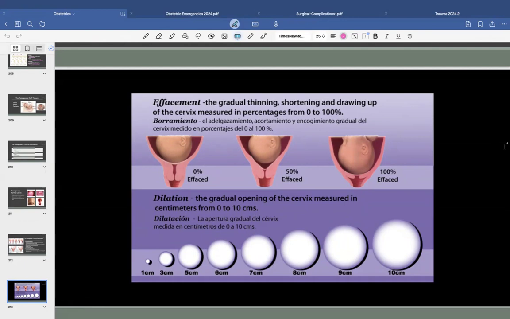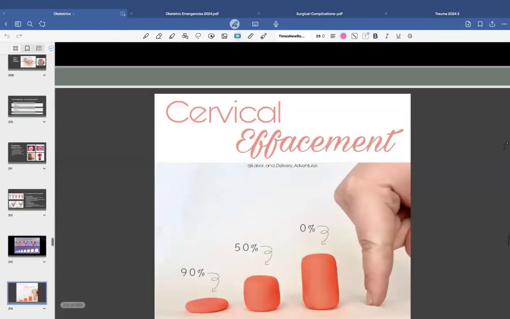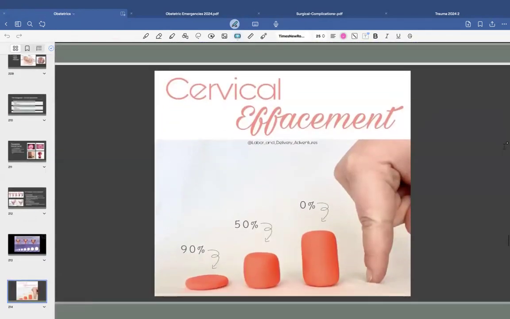This is not something that you are gonna learn. You may not even learn it on your rotation, because measuring effacement takes a lot of practice. And I'm not sure, even on your rotations, if you have enough exposure to really get a good feel of, oh, that's 50% effaced, or if that's 90% effaced. Definitely your dilation, yes, but effacement is a little harder, and it takes a while, even for labor and delivery nurses to get that skill.